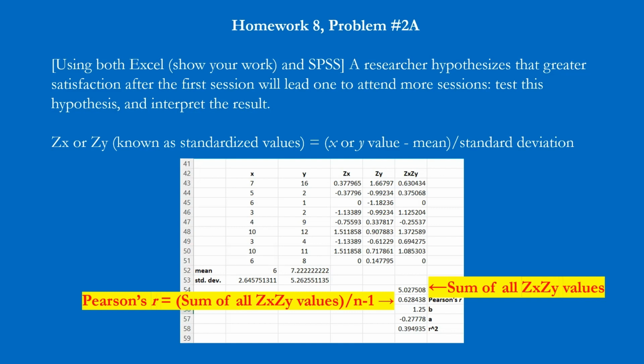And then we multiplied those standardized values, ZX times ZY, and then we summed them, and that got us the sum of all ZX ZY values, 5.027508. And we used that to calculate our Pearson's r by dividing that by n minus 1.